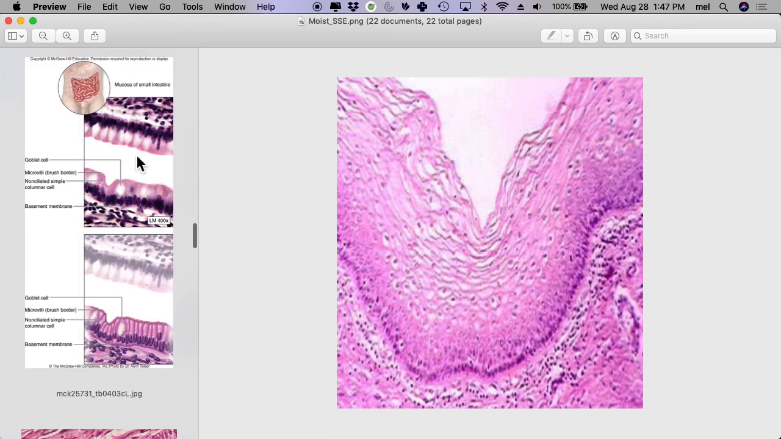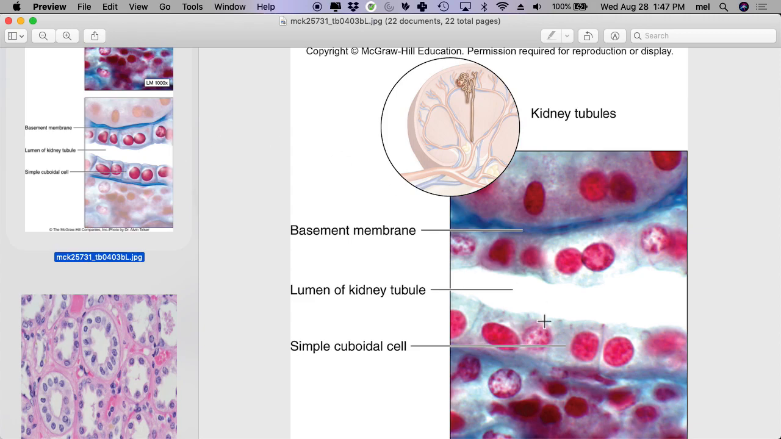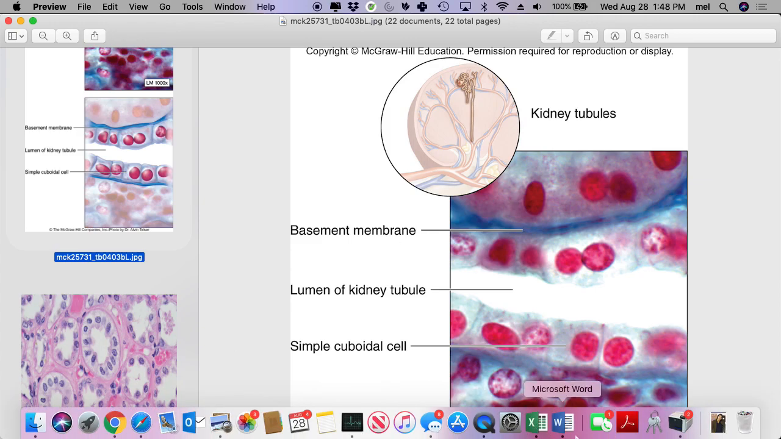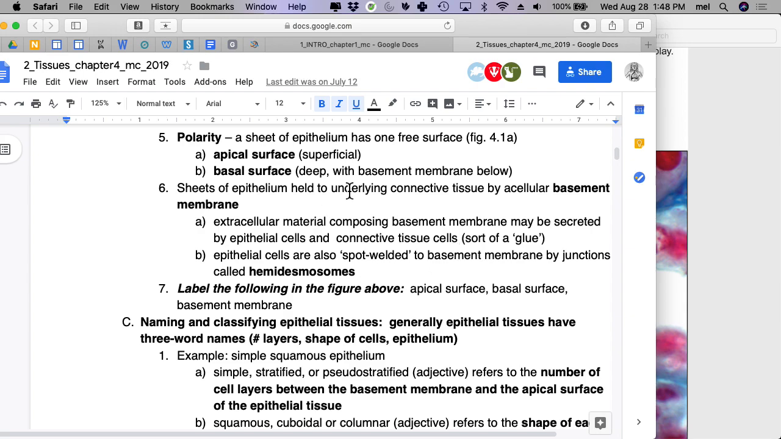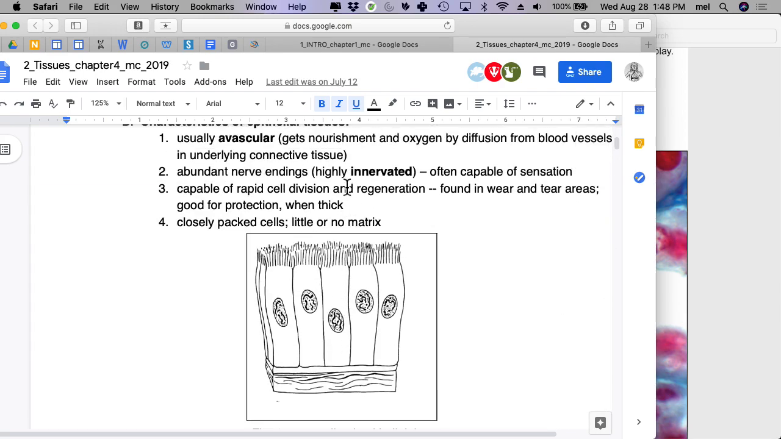So let's look at an upside down one. And this is one that you looked at. It's in your textbook. So what surface am I touching here? Apical surface. What surface am I touching here? Basal surface. We'll talk about the basement membrane in just a second, right? So whether it's thin or thick, it's going to have a free surface. So that's called polarity, and all epithelial tissues except glands have what's called polarity. Okay, so let's go back to these, and then I'll come back and tell you about the basement membrane in just a second.